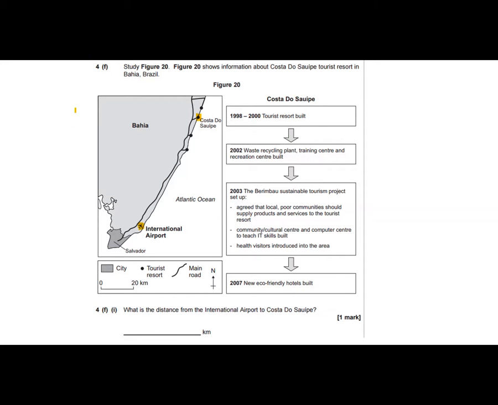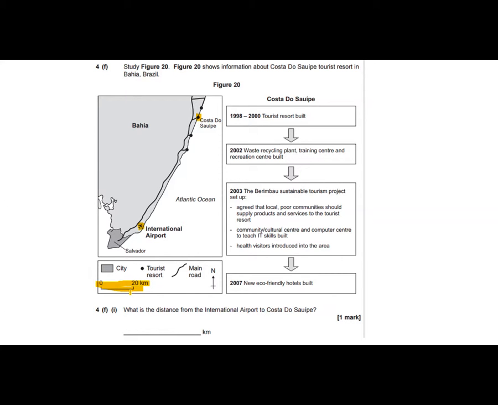Question 4F. So it says study figure 20, which is the map below and the flow chart. 4F1, it says, what is the distance from the international airport to Costa do Sauípe? You need to get your ruler out, you need to measure it, and then you need to use the scale.